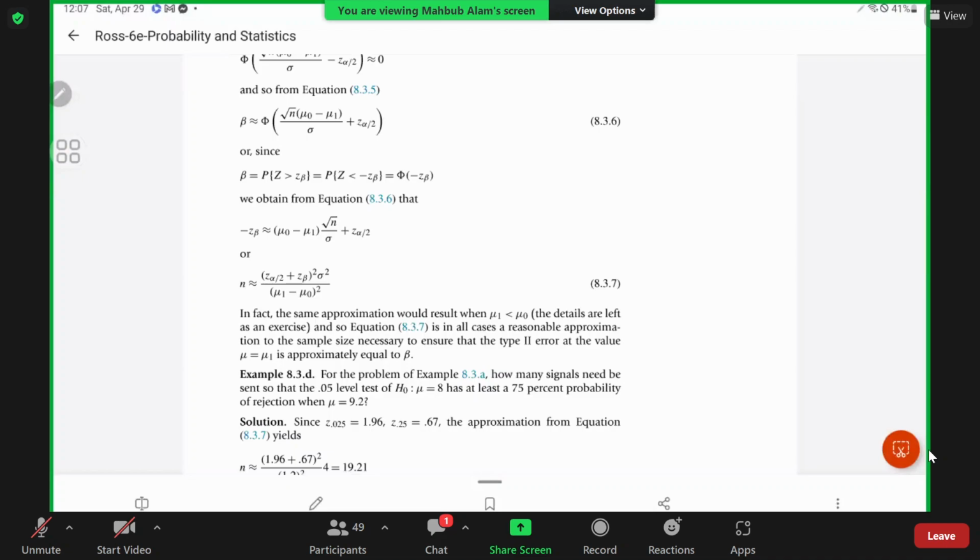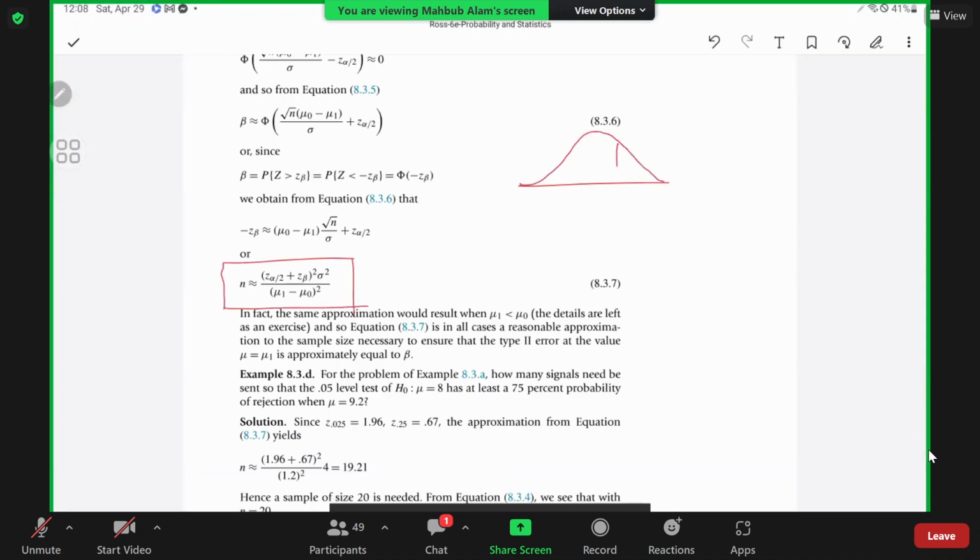As I was mentioning, in the last example we had a beta value of 0.39. That means 40% of cases we accept a false null hypothesis. We want to make it, say, 0.25 only. Then for 0.25, we need to find the value of the normal random variable for which this area is 0.25.